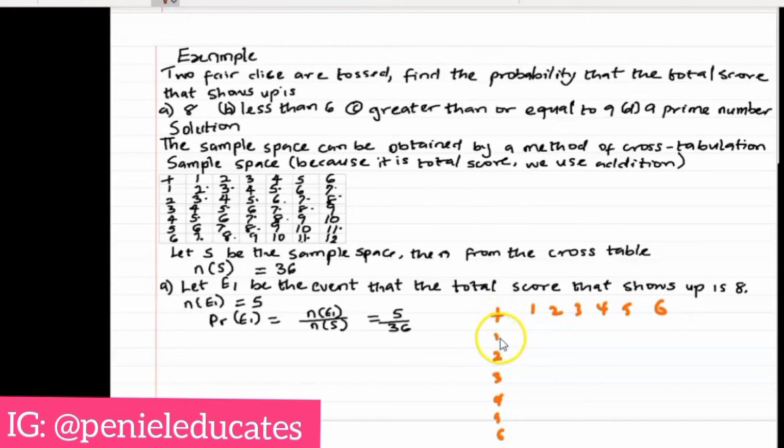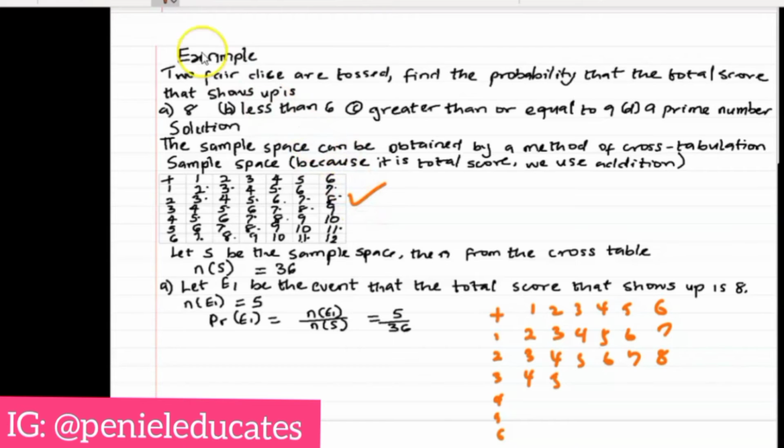If you throw the first one, we can do 1 plus 1, which gives you 2. 1 plus 2 gives you 3. 1 plus 3, 4, 5, 6, and 7. You can throw it and 2 and 1 will give you 3. 2 and 2 will give you 4. 2 and 3 will give you 5. 2 and 4 will give you 6. 2 and 5 will give you 7. 2 and 6 will give you 8, like that. 3 and 1 will give you 4. 3 and 2 will give you 5. If you do everything here, you're going to have this.